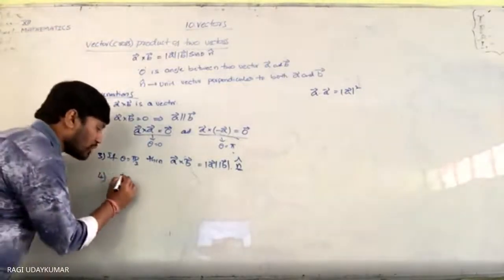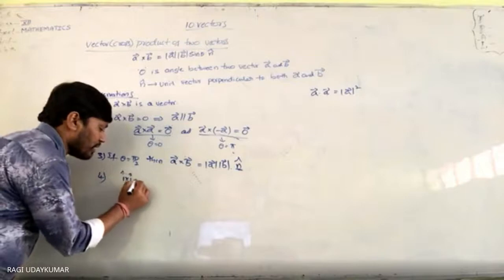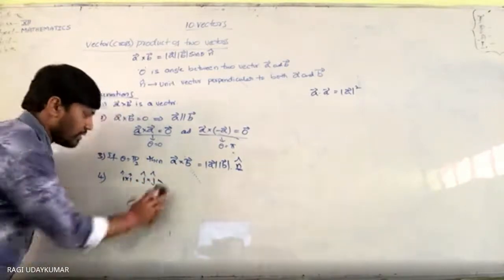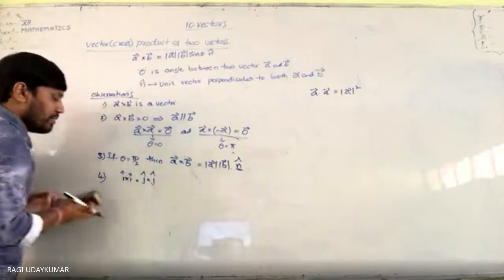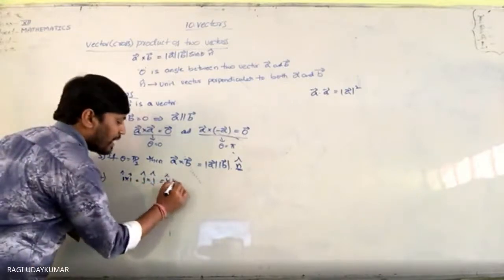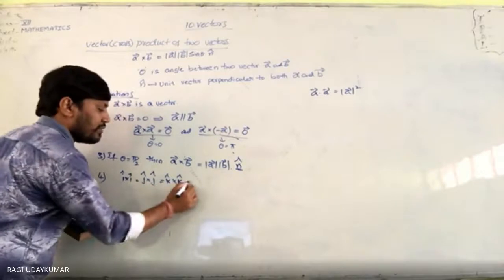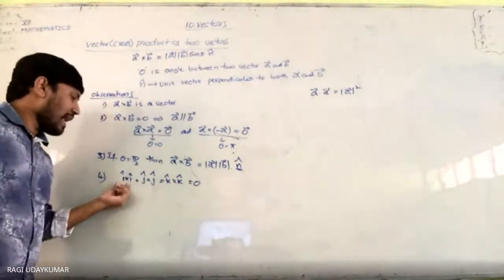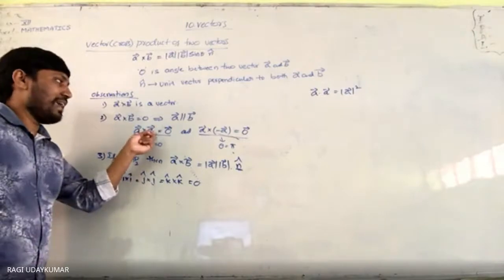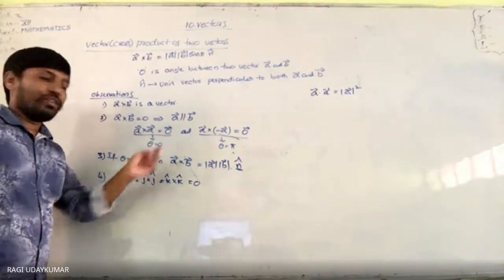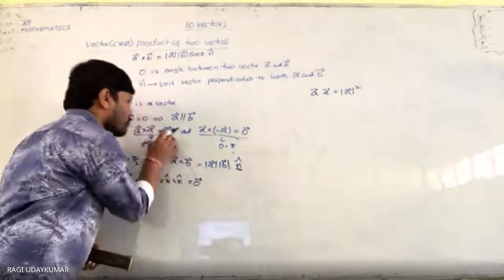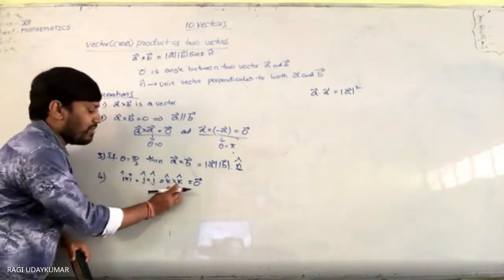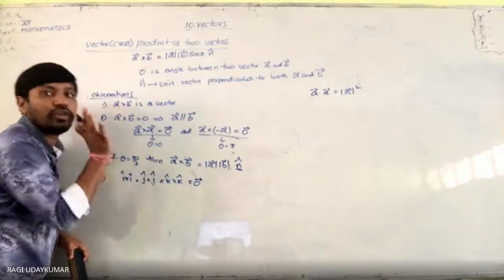But in the case of the cross product, if you are doing i cross i, j cross j, k cross k, the cross product will be equal to 0. Why? Because i cross i, here a cross a is equal to the 0 vector. So here also, the angle between these two is 0. Angle between these two is 0. Angle between these two is 0.